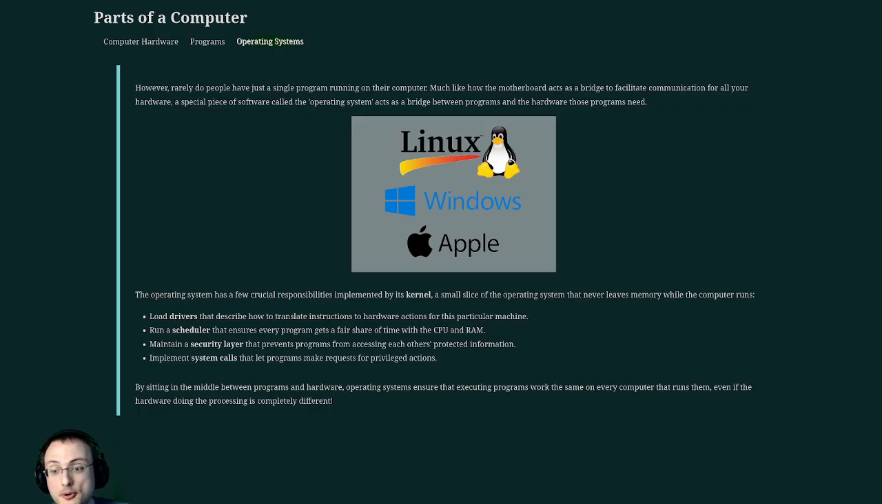But equally important to that is that an operating system also acts as sort of the mediator between programs. Most people, when they use their computer, aren't just running one single program. They run several at once. They might have a browser open and a chat program, maybe a text editor for taking notes. Every operating system, or at least every multi-process operating system like Windows or Apple or Linux, has a scheduler. And the scheduler ensures that every program gets a fair share of time with the CPU and the RAM and the other hardware components.